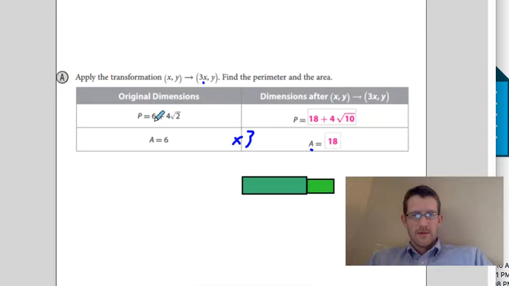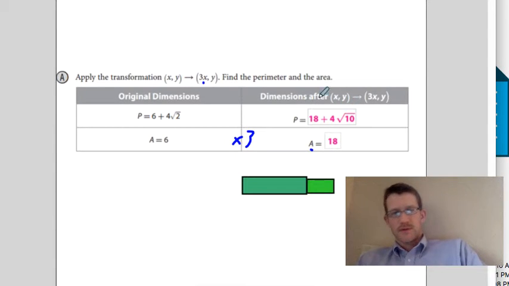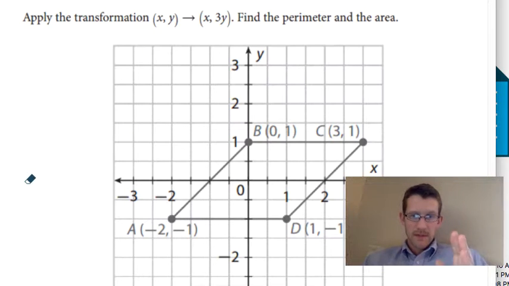Notice that if we try to multiply both these terms by 3, that would give us 18 plus 12 times the square root of 2. 12 square root of 2 is not the same as 4 times the square root of 10. So there's nothing really that we can conclude here. We're going to try it again, this time instead of going horizontally, stretching it, we're going to do a vertical stretch. So you can see here that our y values are being multiplied by 3.